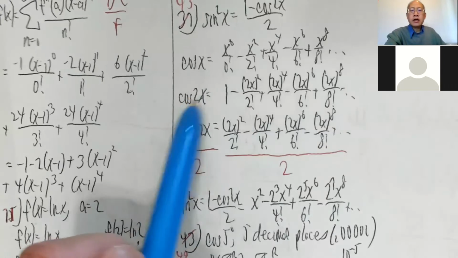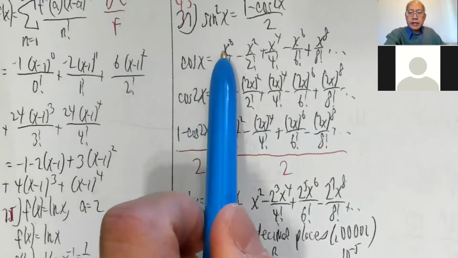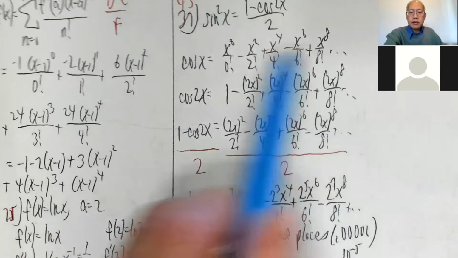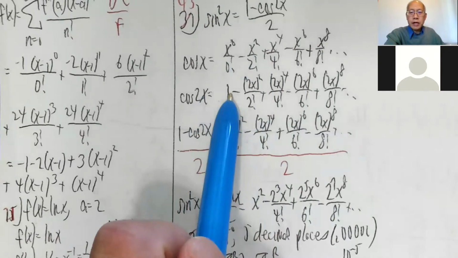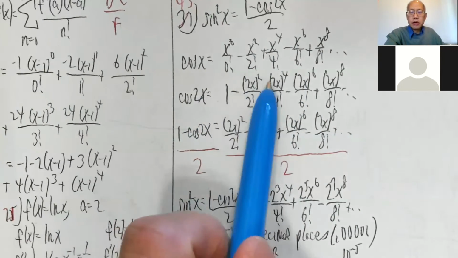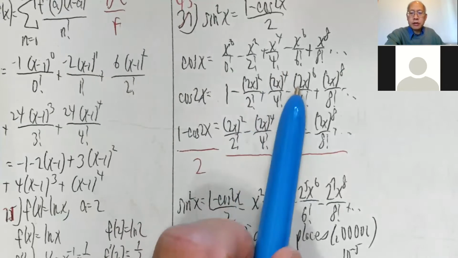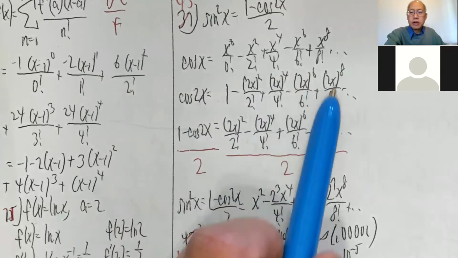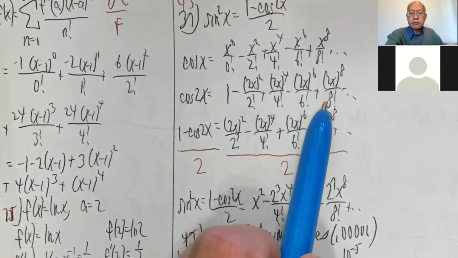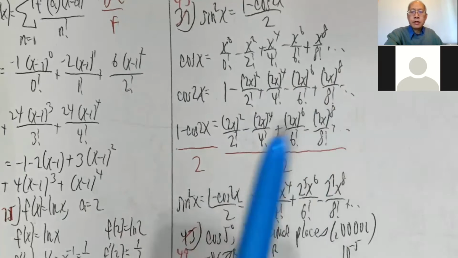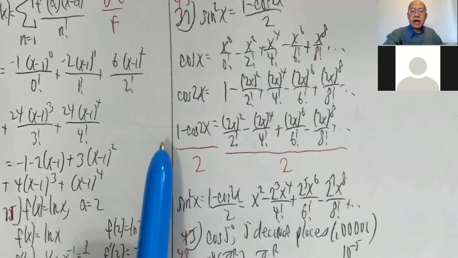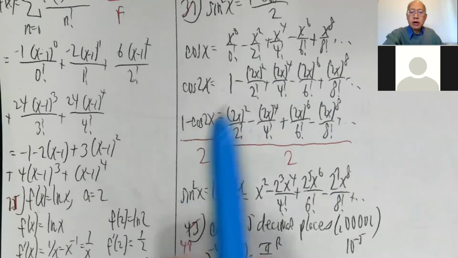Okay, then cosine of 2x. Put 2x here, here, here, here, and here. That's still going to be 1. Minus 2x squared over 2 factorial. 2x to the 4th over 4 factorial. 2x to the 6th over 6 factorial. 2x to the 8th over 8 factorial. Okay. Then I'm going to go 1 minus all of that.